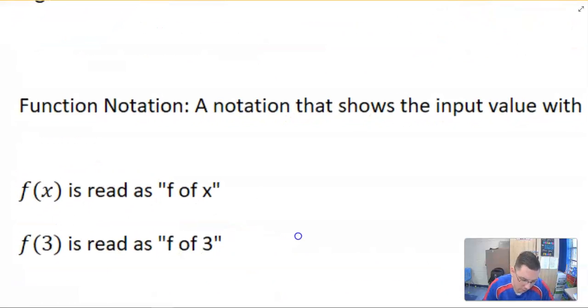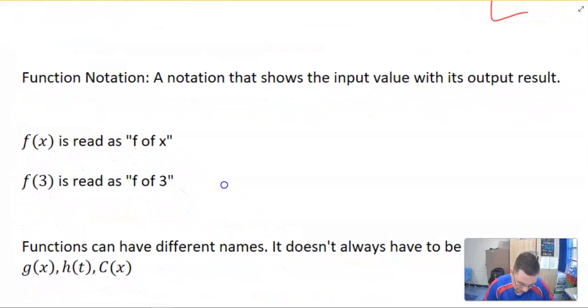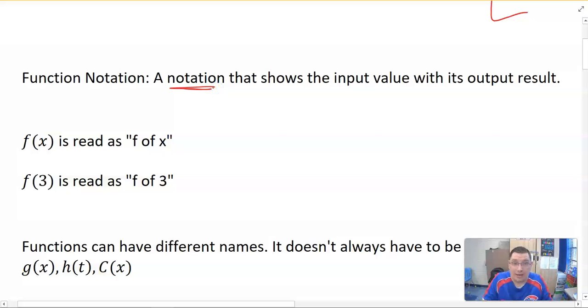Let's first talk about what function notation is. Function notation is a way to write that shows the input value with its output result. This allows us to see both what the x is and the y at the end of what we're doing. What we're used to doing is plugging in a value for x and then getting y equals a number, but we forget what we had originally plugged in. Function notation takes care of this issue.